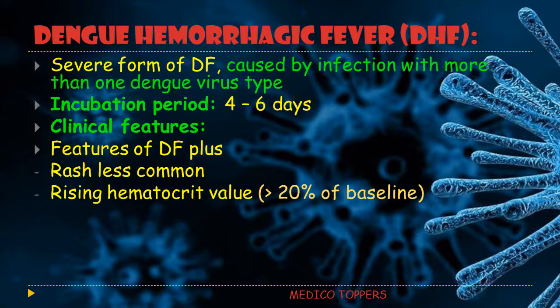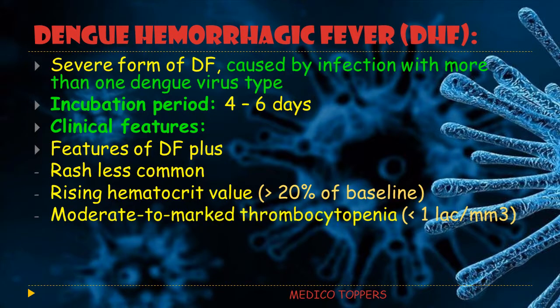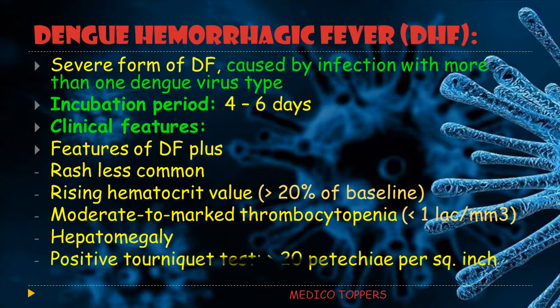Then rising hematocrit value, be clear with the values, that is more than 20% of baseline. Then moderate to marked thrombocytopenia, that is less than 1 lakh per cubic millimeter. Hepatomegaly. Then positive tourniquet test, if there are more than 20 petechiae per square inch. We will be discussing this positive tourniquet test at the end of the video.